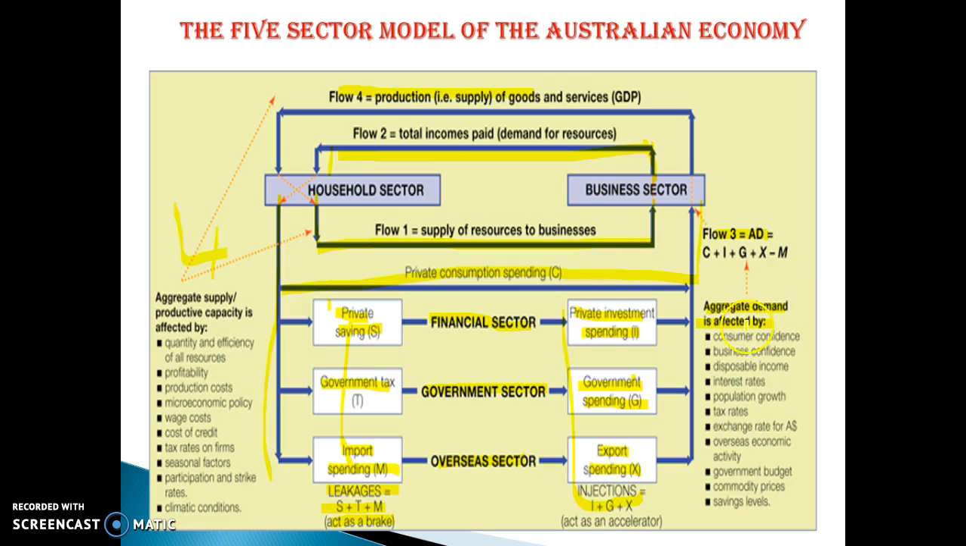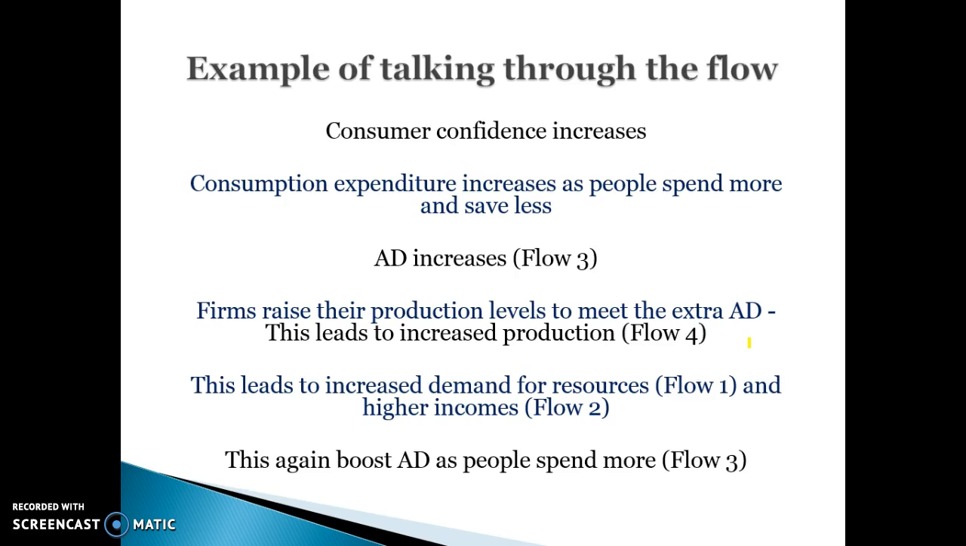So if I was to ask you, if consumer confidence increases, you might speak through this flow model similar to this. So if consumer confidence increases, consumption expenditure increases because people spend more and save less. Aggregate demand will increase because consumption is a component of aggregate demand. Firms will raise their production levels to meet the extra aggregate demand, which will lead to higher production, flow 4. This leads to increased demand for resources, flow 1, and higher incomes, flow 2. So this matches all the way through this circular flow model. And again, those higher incomes will boost aggregate demand and flow through flow 3 as well. Again, this multiplier effect.